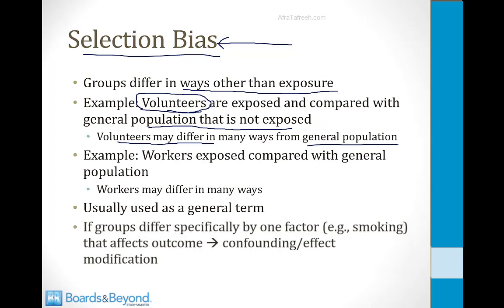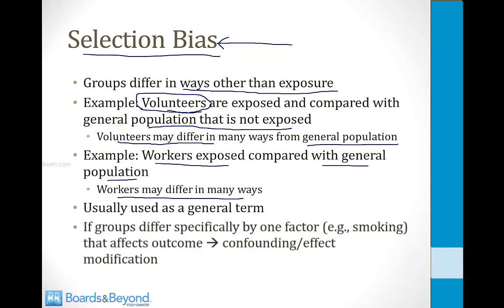Another form of selection bias is when workers who are exposed to some chemical are compared with the general population. This is often done to see whether workers in a chemical plant, for example, are getting sick. But the problem is the workers may be different in many ways from the general population. And you can just use your imagination, but they may be younger or older, they may smoke more or less. There can be lots of different types of selection bias in a study like this.